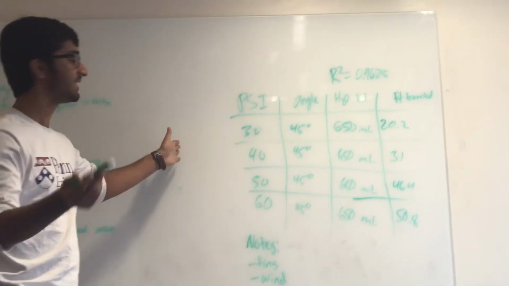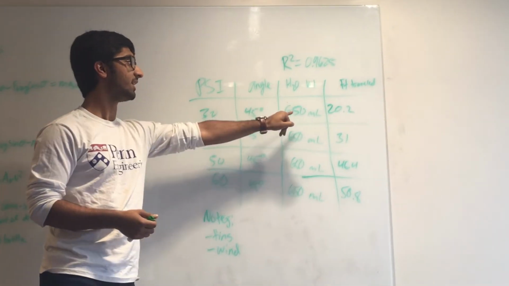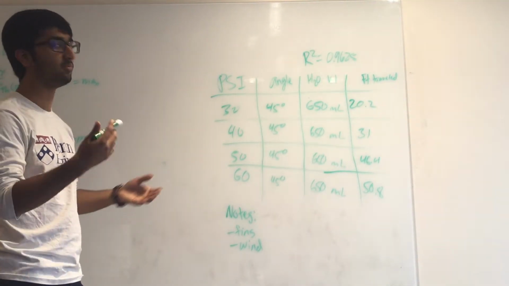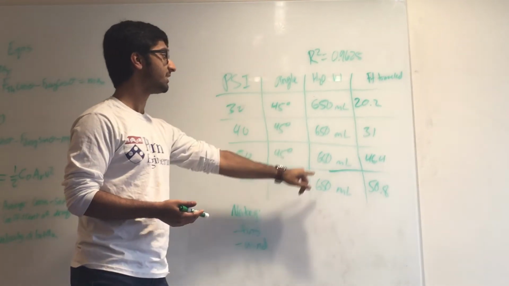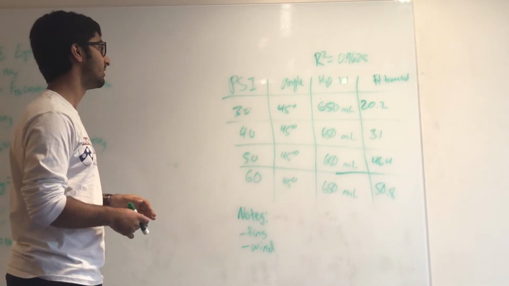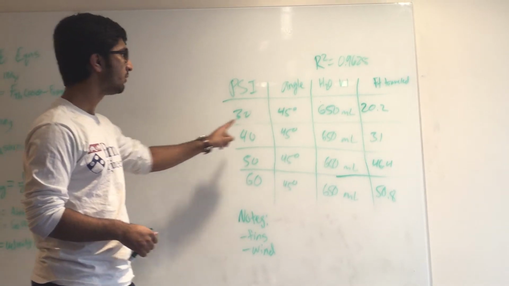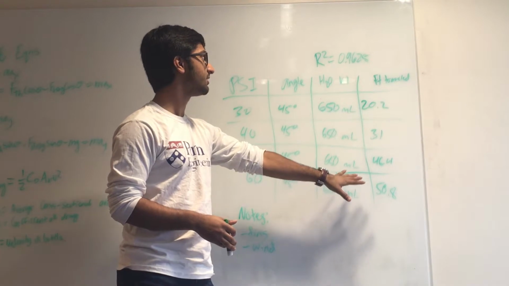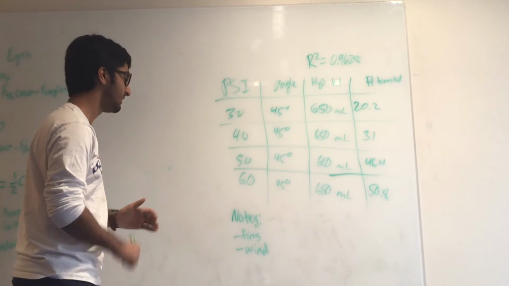Now, moving on to our actual experimental setup and results, we decided that we would keep our angle and the amount of water in our bottle constant, just to be sure that we were really isolating the effects of the PSI. So we kept it at 45 degrees, we kept it at 650 milliliters, which is roughly 1/3 of the 2-liter bottle, and we tried it at 30, 40, 50, and 60 PSI. What we found is that the distances traveled are fairly linear. It's not exact, but an R-squared of 0.96 is not too bad.